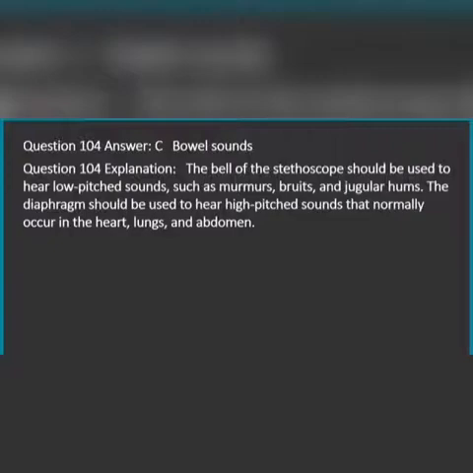Question 104. Explanation: the bell of the stethoscope should be used to hear low-pitched sounds, such as murmurs, bruits, and jugular hums. The diaphragm should be used to hear high-pitched sounds that normally occur in the heart, lungs, and abdomen.